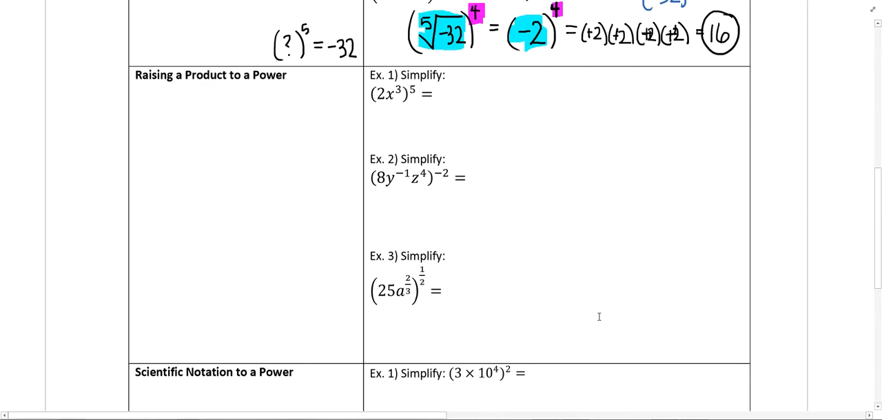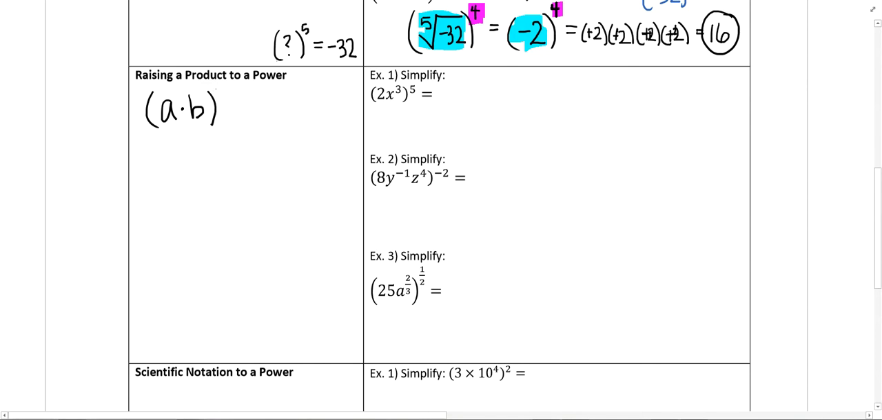All right, let's take a look at another property that has to do with multiplying, and that is raising a product to a power. This is the property where you are going to have some parentheses and you're going to have a product inside. Something times something. Now this could be 2 things or 3 things or any number of things. And they're being taken to a power.